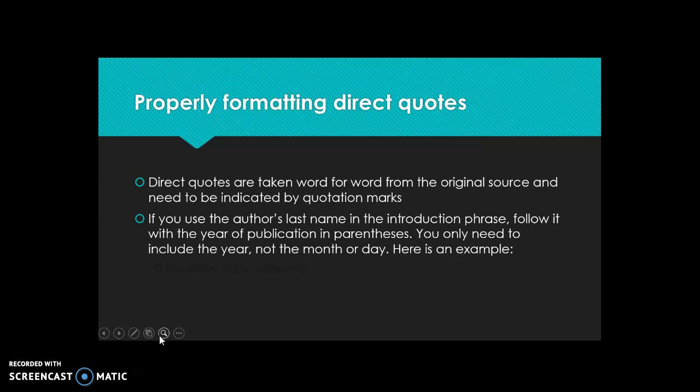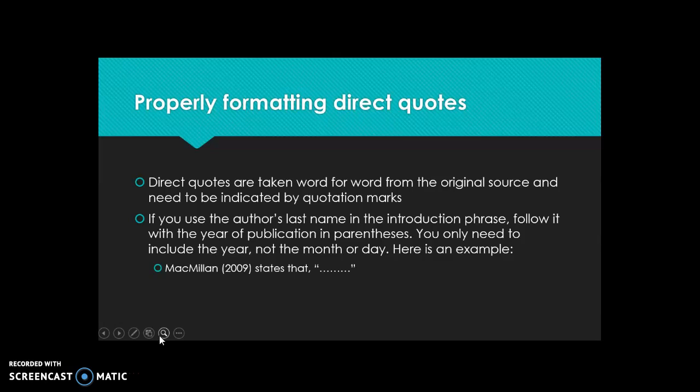If you use the author's last name in the introduction phrase, you need to follow it with the year of publication in parentheses. You only need the year, not the month or the day. So you can see in this example here, if I was quoting from somebody whose last name was McMillan, then I would follow it with the date of publication and then continue with my introductory phrase, states that, and then give the quote. When we are dealing with APA style, the author's last name and the year always stay together.